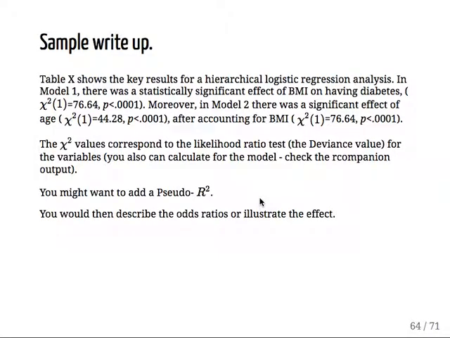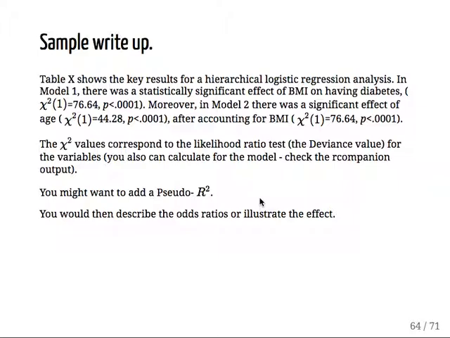Okay, so again, sample write-up. You would refer back to the table. Table X shows the key results for a hierarchical logistic regression analysis. In model 1, there was a statistically significant effect of BMI on having diabetes, or not having diabetes, but I've left that out. I report the chi-square values, and those chi-square values refer back to the log likelihood ratio test that I talked to you about before. And in model 2, there was a significant effect of age after accounting for BMI as well. Those chi-square values correspond to the likelihood ratio test, which I've shown you.